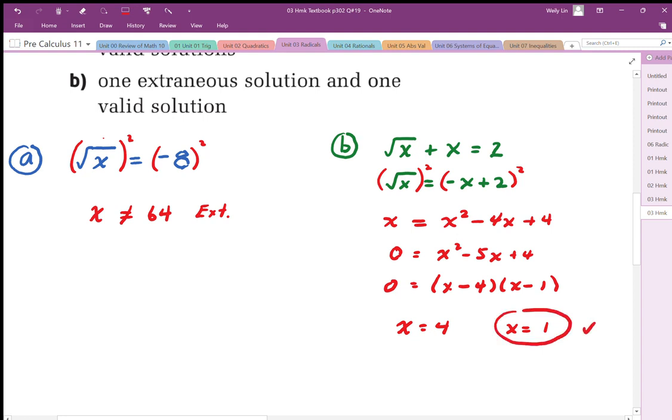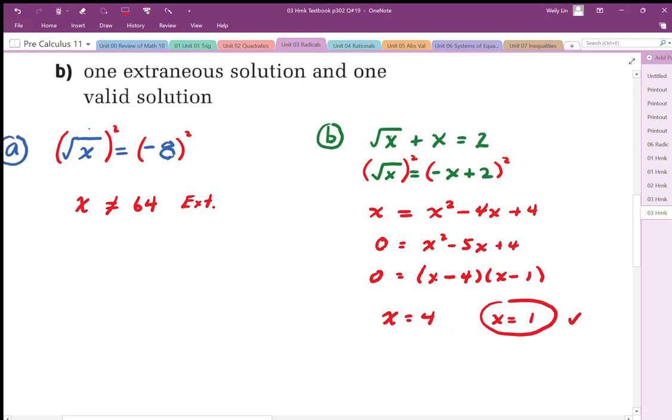And this 4 here generates an extraneous solution. If I plug it in, I get 2 plus 4, which is not equal to 2. So this one here represents our extraneous solution.